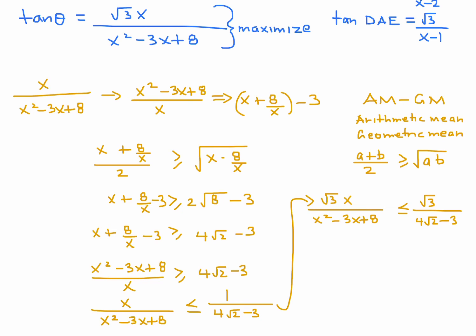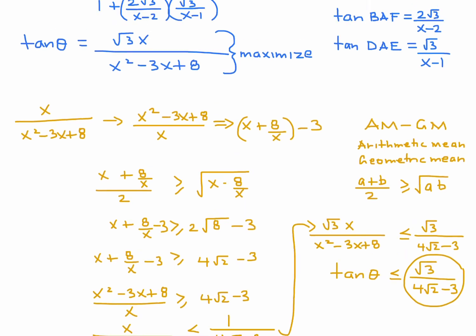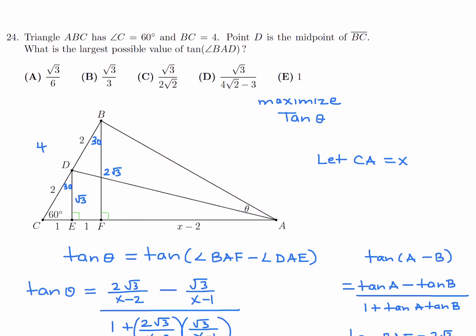And this is tan theta. So tan theta is less than or equal to root 3 over (4 root 2 minus 3). That means tan theta, the maximum it could be, is if it is equal to this, and that is root 3 over (4 root 2 minus 3). Therefore, this is the maximum value, root 3 over (4 root 2 minus 3), which is choice D.